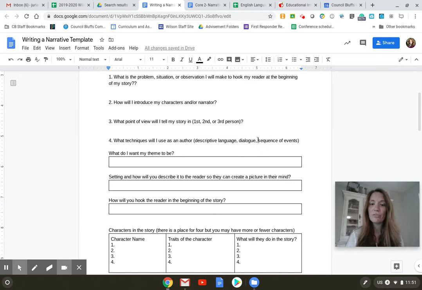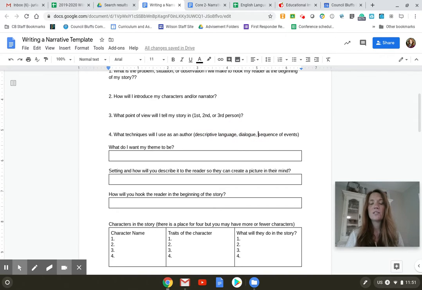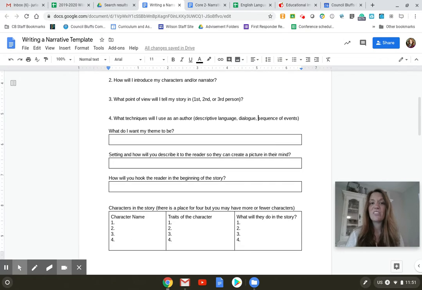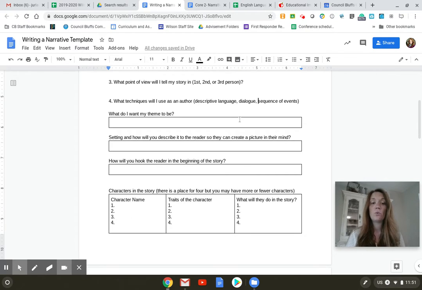And then, which techniques do you want to use as an author? Do you want to use descriptive language, dialogue? There's lots of techniques that you can use. So just think about what you might want to use as an author. Then, what do you want your theme to be? What message or lesson do you want your reader to take away from reading your story? Okay. Then think about your setting. How are you going to set up your story? Where is it going to be? What are some places that it might occur?